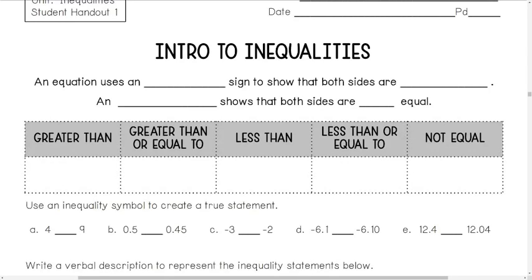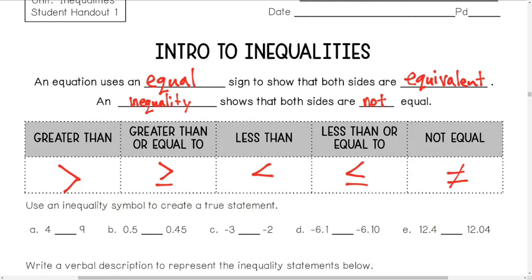An equation uses an equal sign to show that both sides are equivalent. Inequalities. An inequality shows that both sides are not equal. Now in our inequalities we have a greater than symbol, a less than symbol, greater than or equal to, then less than or equal to, and not equal to.